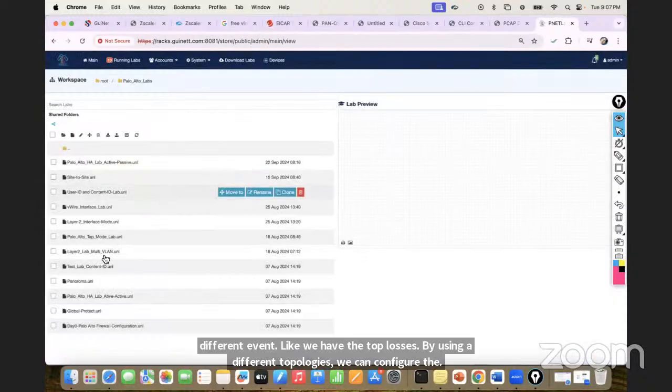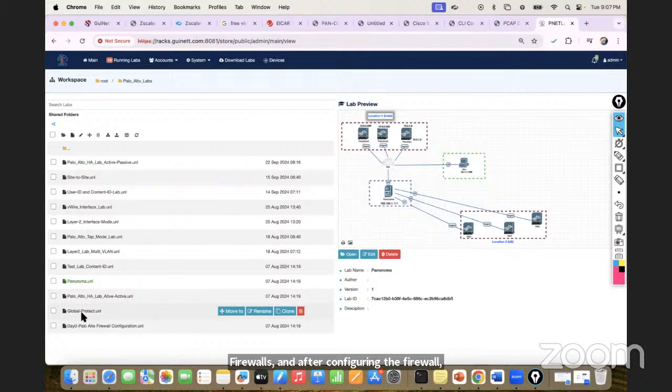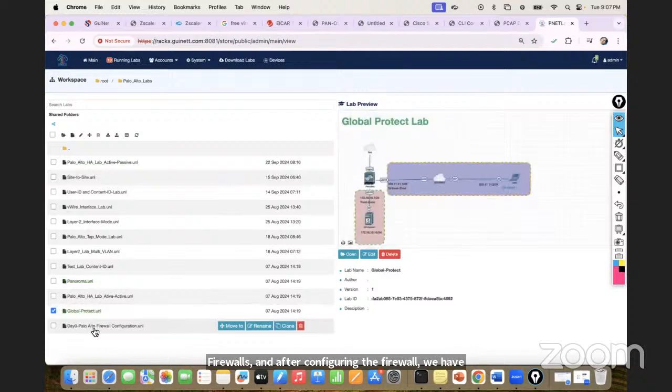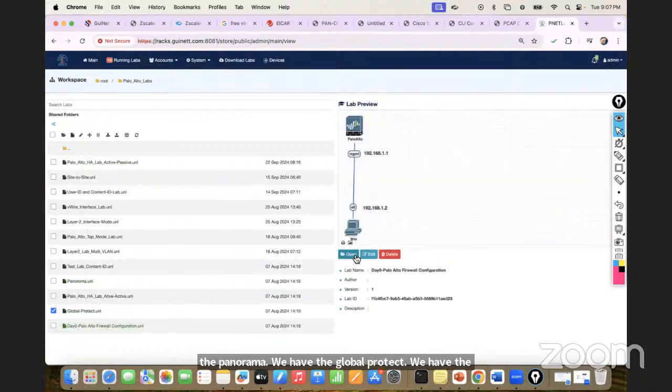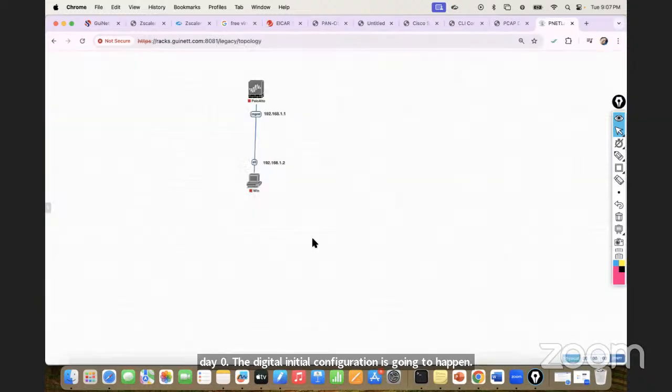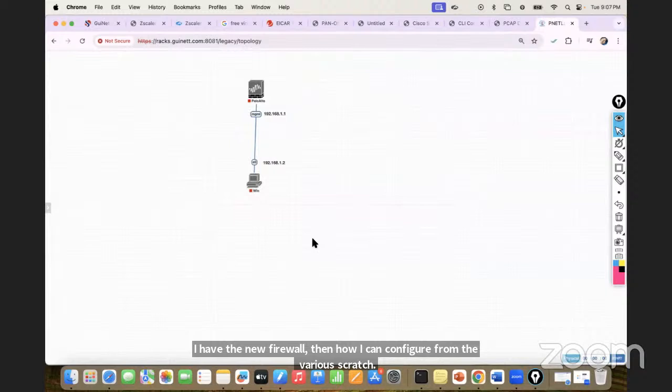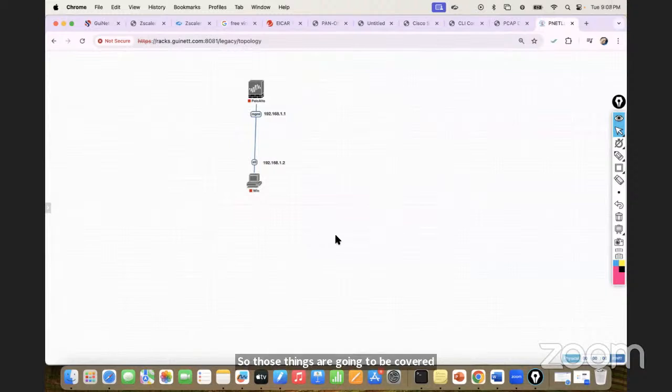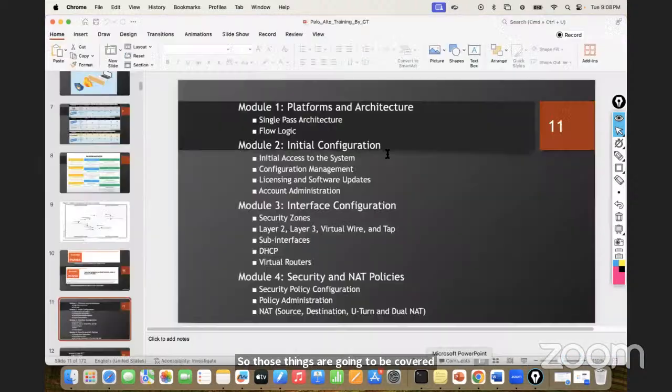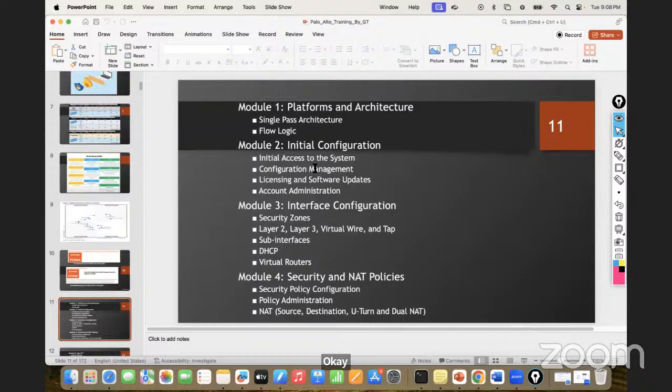And after configuring the firewall, we have Panorama, GlobalProtect, and day zero, how the day zero initial configuration happens. When I have a new firewall, how can I configure it from scratch? Those things are going to be covered without any problem. We are going to cover all of this in the initial configuration: system management, license, software upgrade, and account administration.